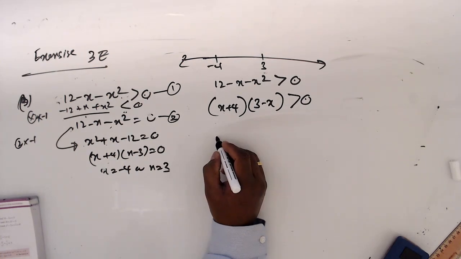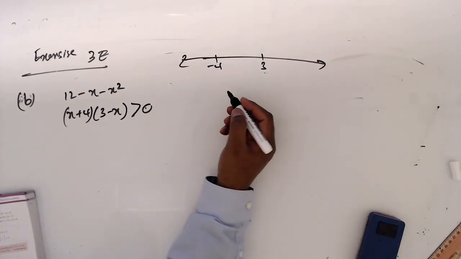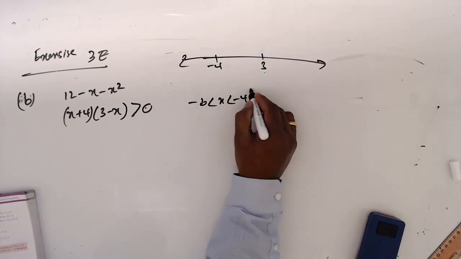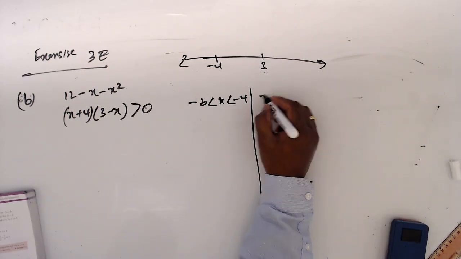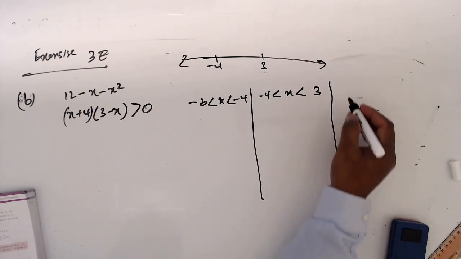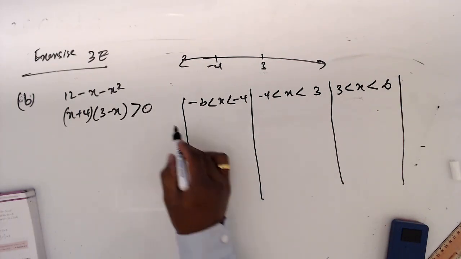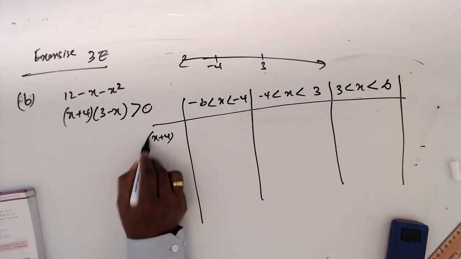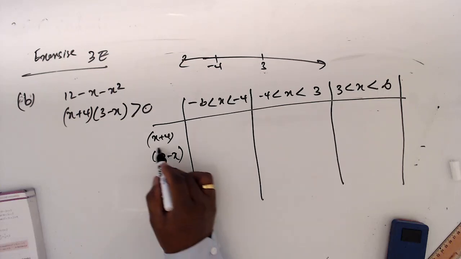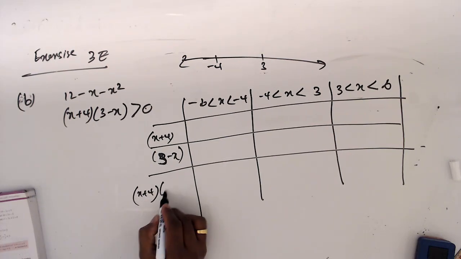Minus infinity. I rewrite this one here to get the space. Now minus infinity greater than x greater than minus 4. Minus 4 greater than x greater than 3. And 3 greater than x greater than positive infinity. And this is x plus 4, 3 minus x, and this is going to be x plus 4 times 3 minus x.